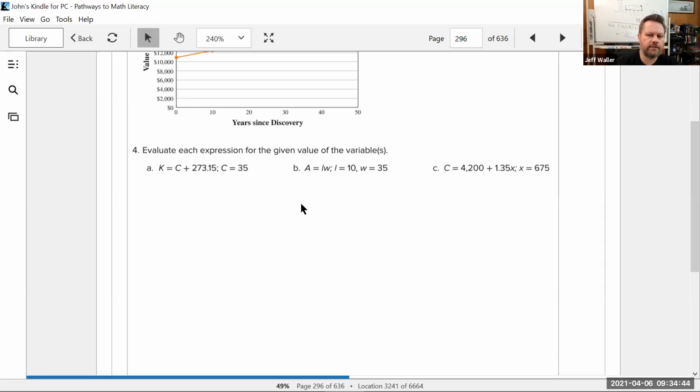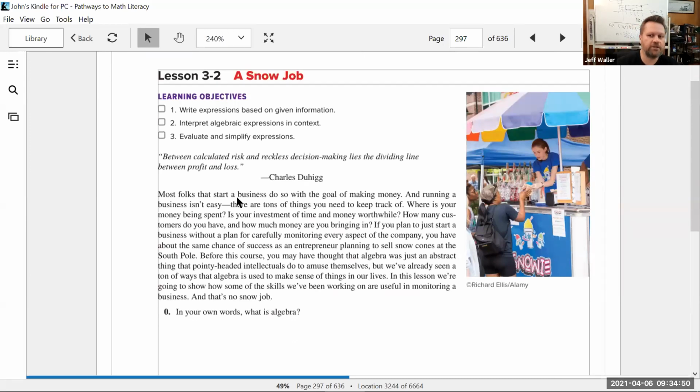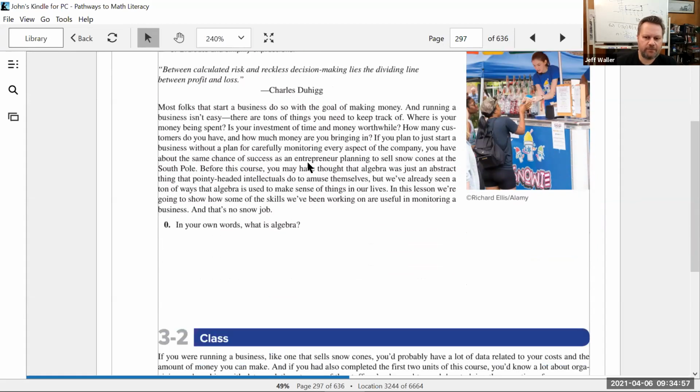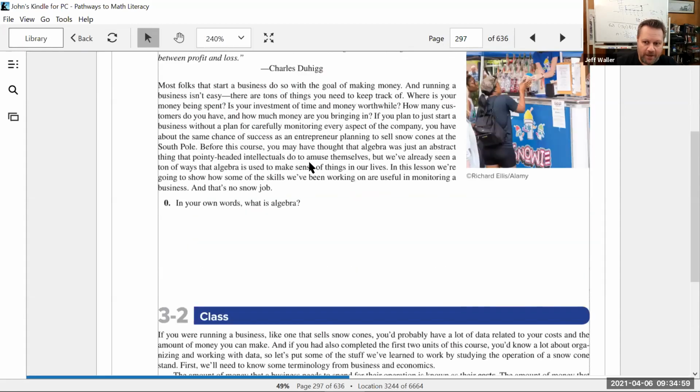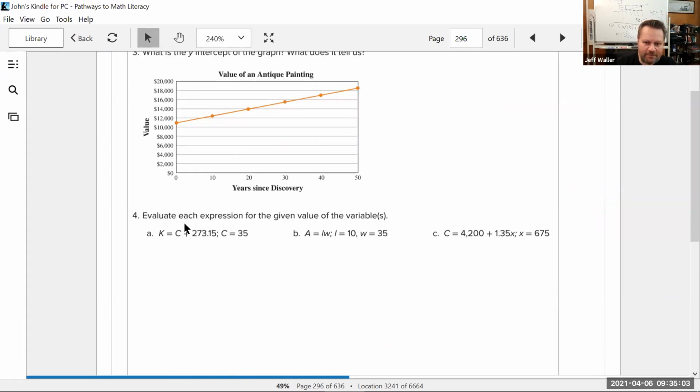But that's the reason they have this here in the prep skills, because the next section is all about expressions and simplifying expressions, right? And what is an expression? Well, an expression is this. This is an expression right here: C plus 273.15.